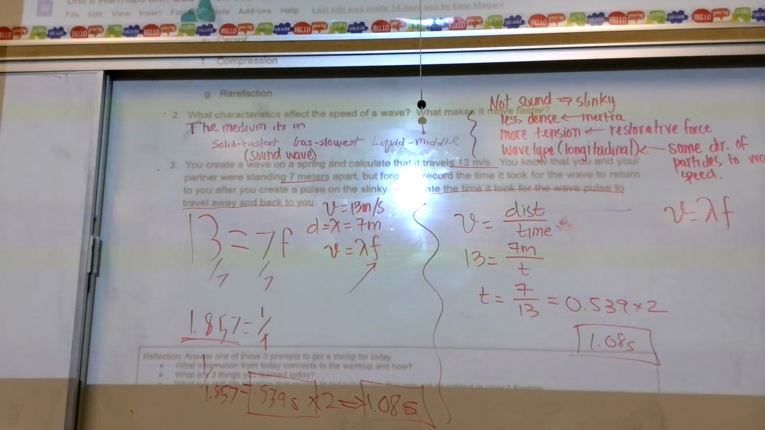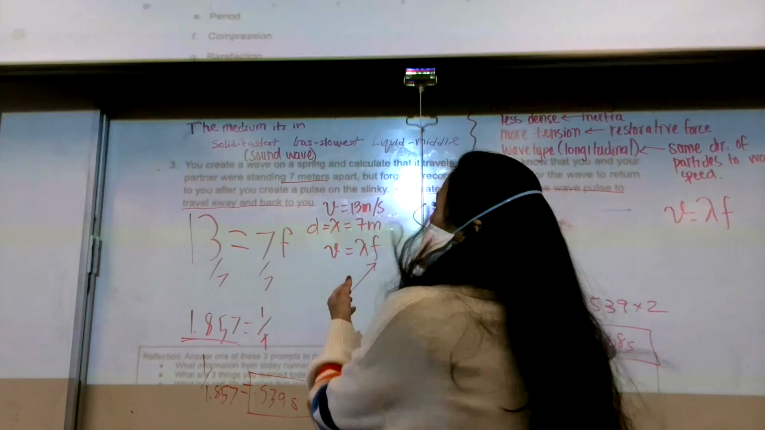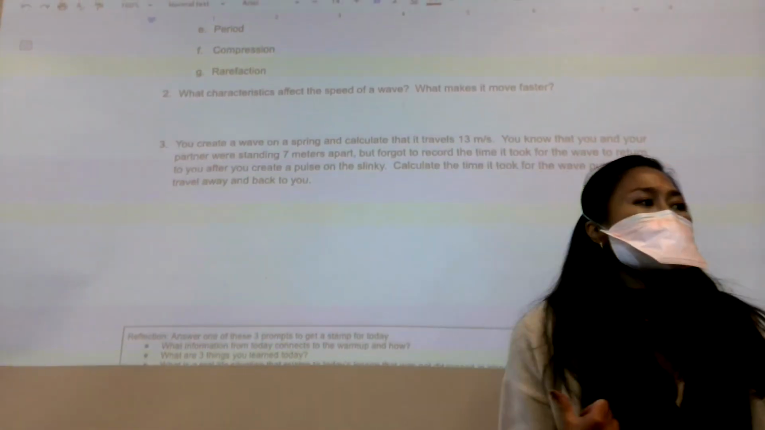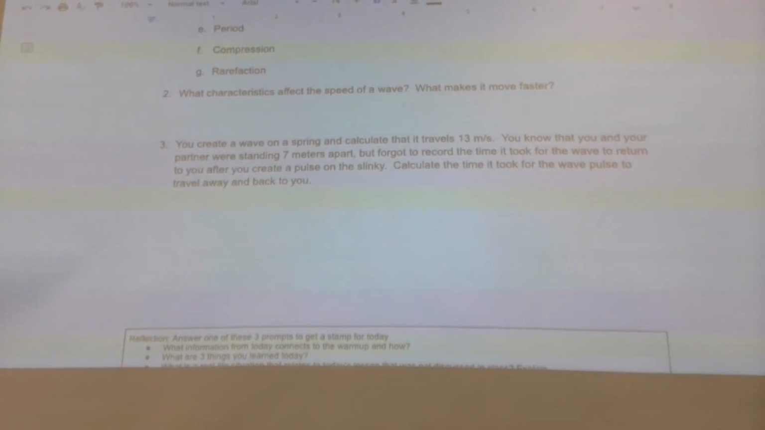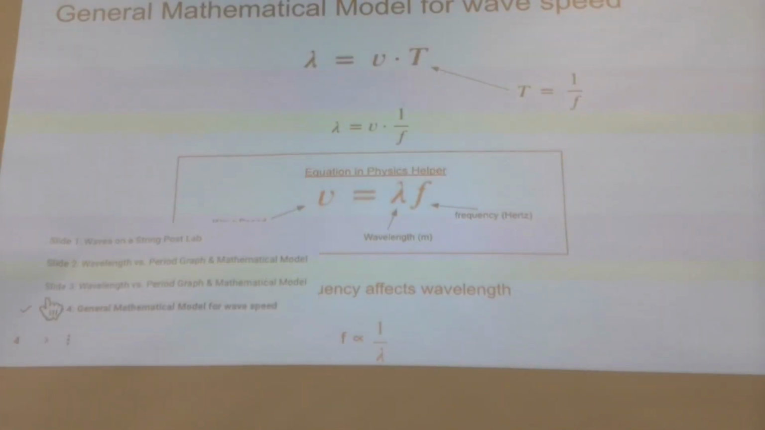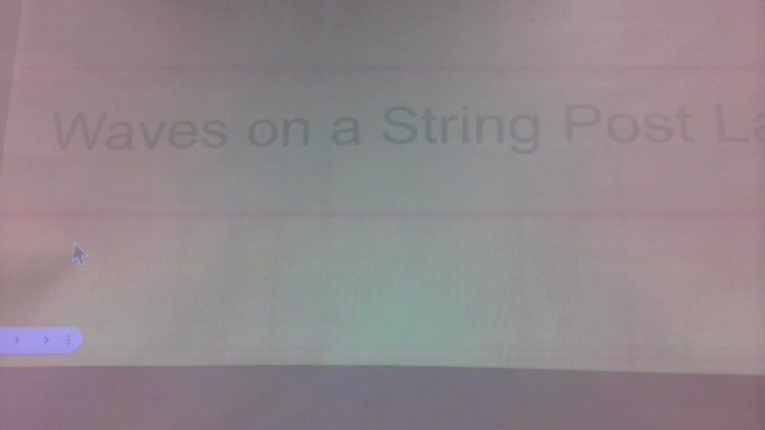What I want you to do right now is pull out your purple Waves on a String lab. Some of you did not finish. This is your lab conclusion, so you want to add some notes to your graph. This might answer some of the questions on that lab worksheet, but I want to make sure to emphasize all the important concepts we got. Don't look at my notes. All the important concepts we got out of this lab. So let me dim the lights a little bit.